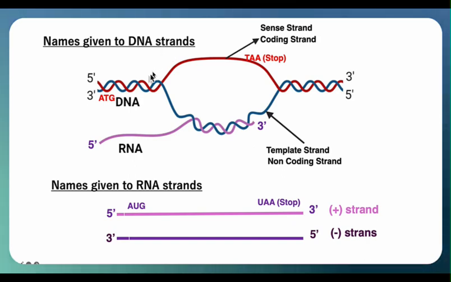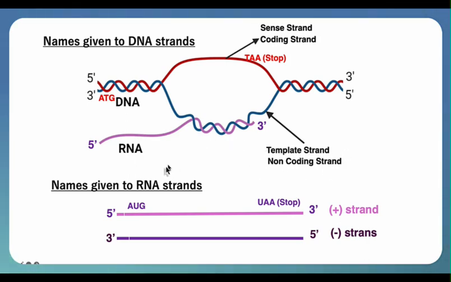First, this blue DNA strand is called the template strand because it serves as a template for transcription. The base sequence of the messenger RNA generated by transcription of this template strand and the base sequence of the red strand are very similar. The difference is uracil and thymine. Therefore, the red strand is called the coding strand or sense strand. On the other hand, the blue template strand is also called a non-coding strand.